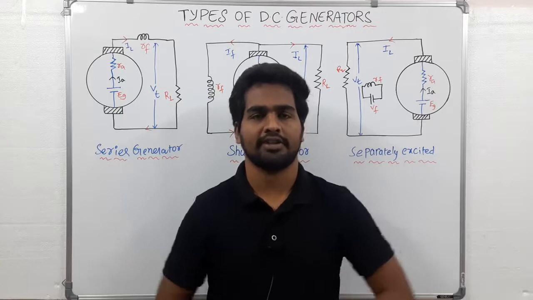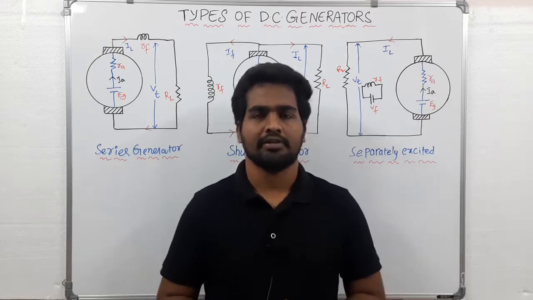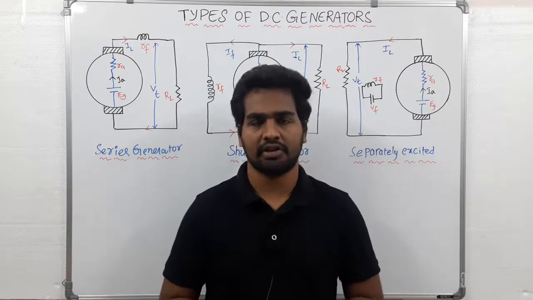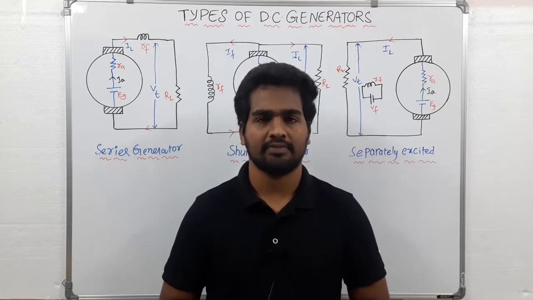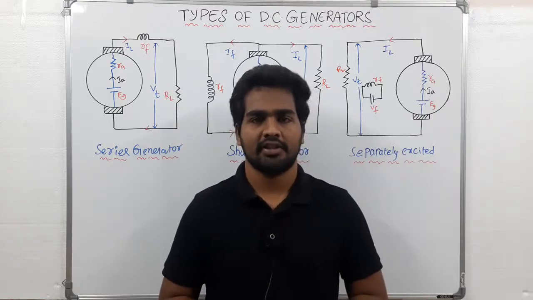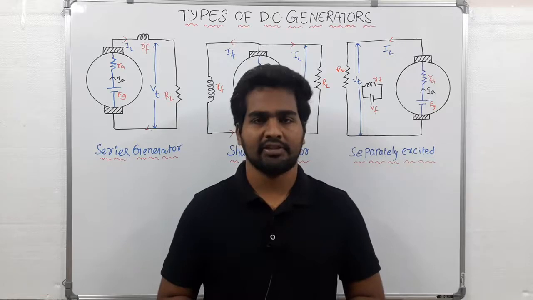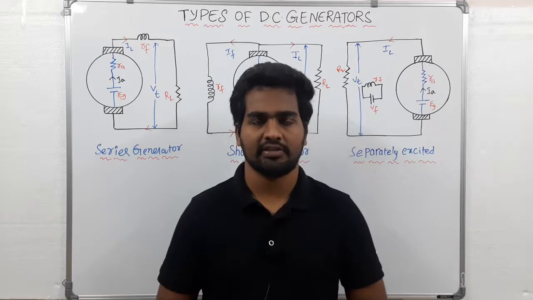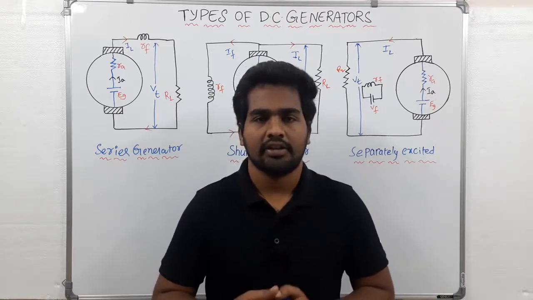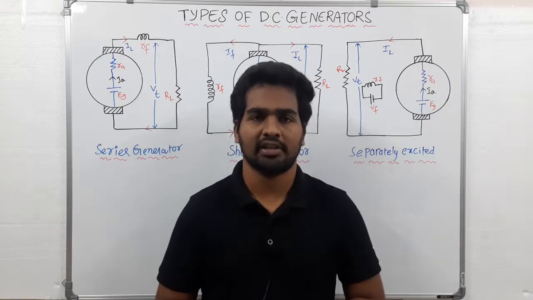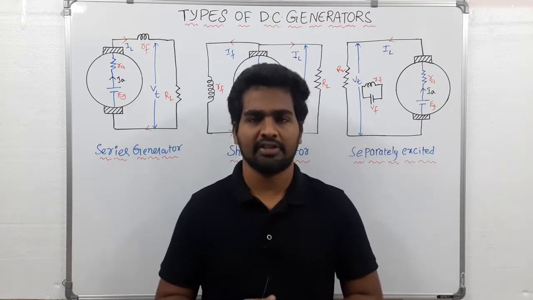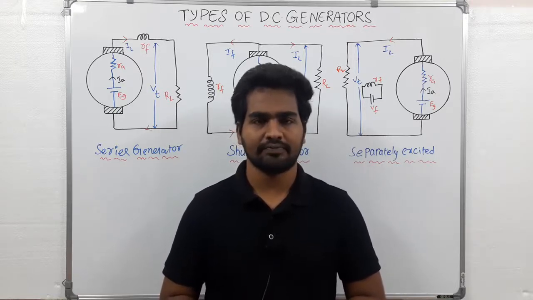So far, we have seen working principle, construction, and EMF equation of a DC generator. In this video, I am going to discuss types of DC generator. Based on excitation, DC generator can be classified as permanent magnet, separately excited, and self-excited machines. And in separately excited machines, the field circuit is excited by external DC source. In self-excited machines, the field circuit is excited by its own armature.